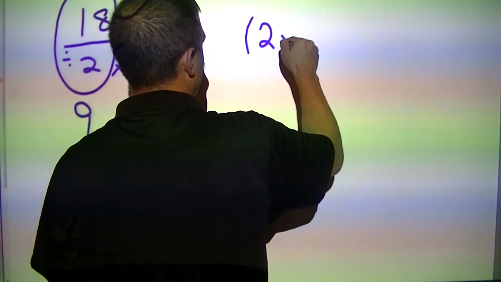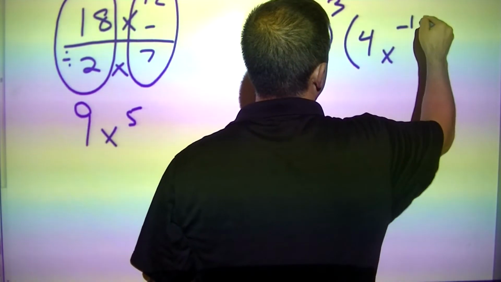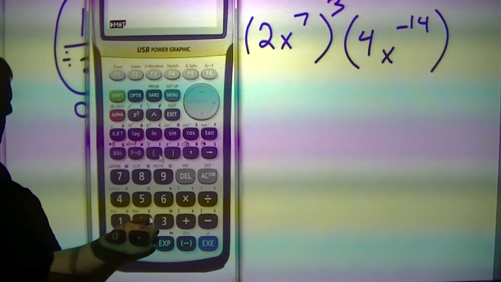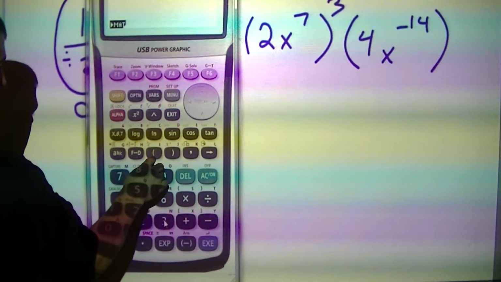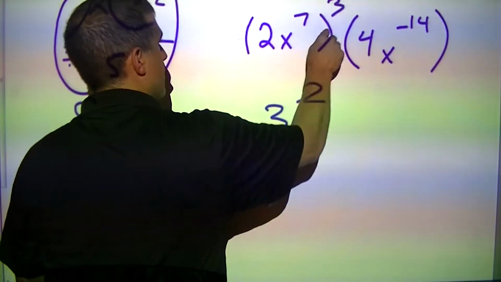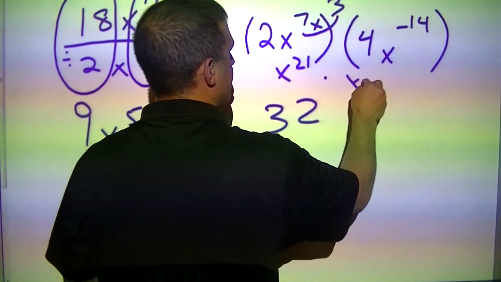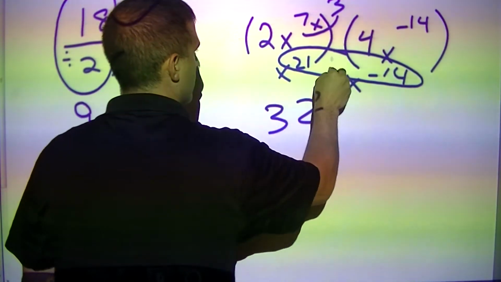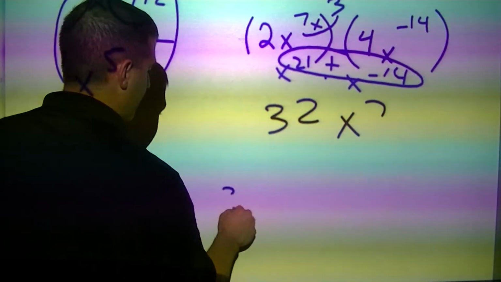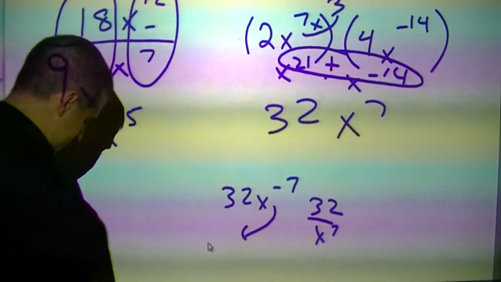If you get something like this, 2x^7 raised to the third times 4x to the negative 14. Okay? What you should do is pretend like the exponents aren't there. So that's what I got. Okay? So I type in, I get 32. These you multiply. So that's going to be x^21, x^-14. So I add those. So that's x^7. And since it's positive, it's going to stay there. If it's negative, like let's say I had this. If it's ever negative, it moves underneath. Okay? It becomes positive. All right?